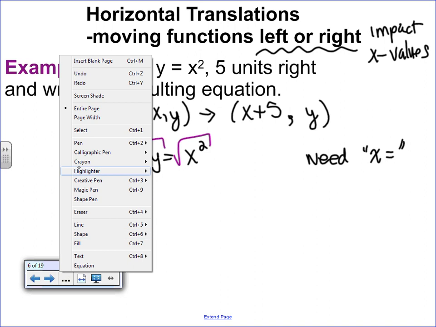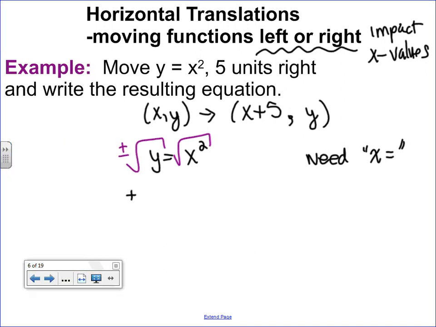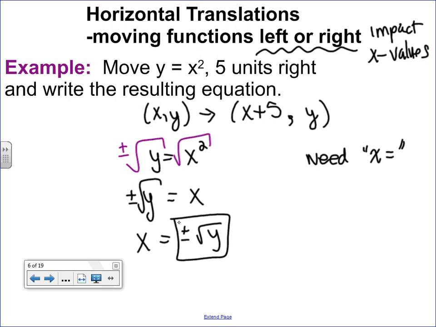So by taking the square root, I'm going to have that x is equal to plus or minus the root of y. Let me just write it like this: x equals plus or minus the root of y. So now I know what x is. So I have an x equals equation, and x is found by taking positive and negative the square root of y.